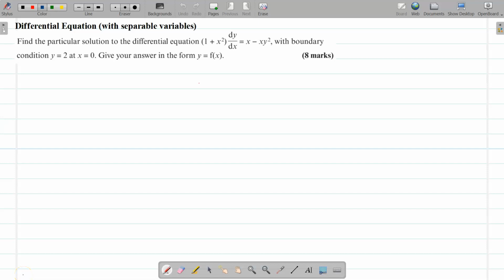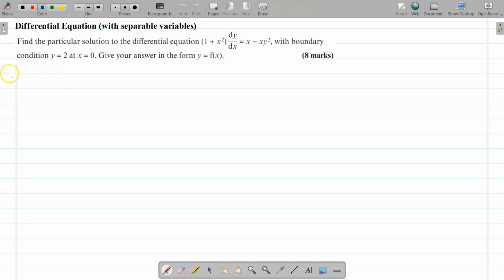This is year 2 A-level, and it's a differential equation where the variables are separable. We've got to solve this differential equation giving the answer in the form y equals a function of x. Now the first step here is to basically separate the variables, so all the x terms on one side, all the y terms on the other. I'm going to start by factorising out the x from the right hand side.